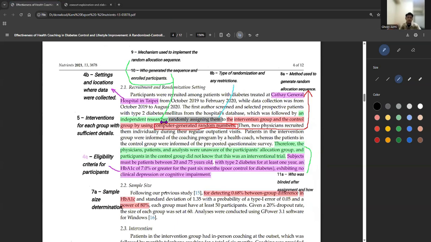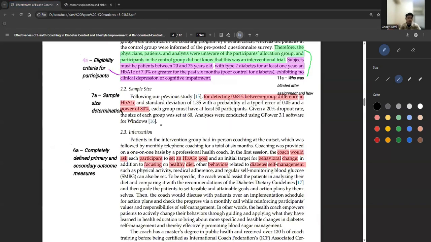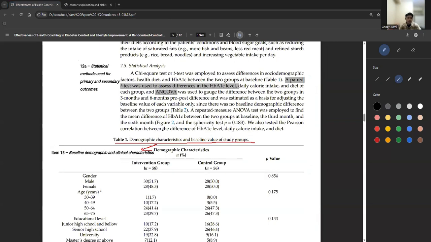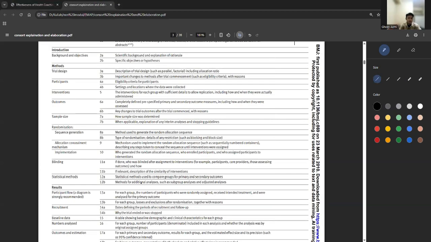Then we move to 12A. 12A is the statistical methods used to compare groups for primary and secondary outcomes. The statistical methods used for the primary outcome: a paired t-test was used to assess the difference in the HbA1c level, and ANCOVA. And then we move to 12B, which is methods for additional analyses, such as subgroup analyses and adjusted analyses.